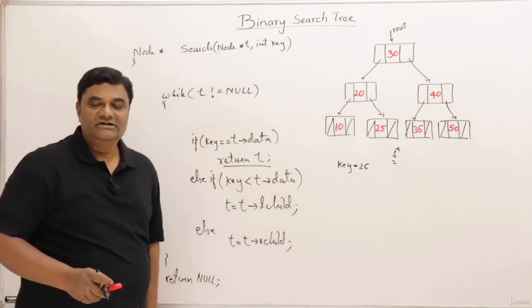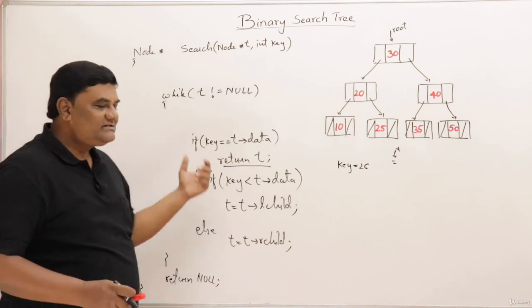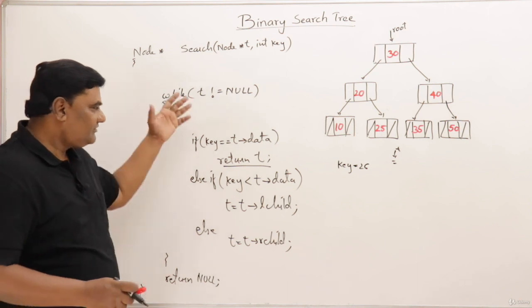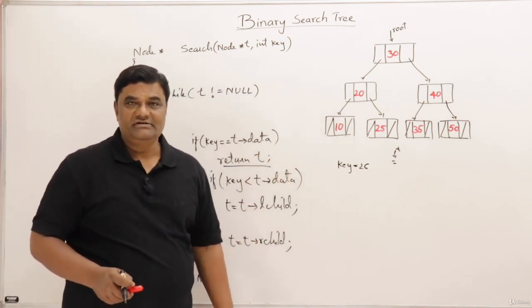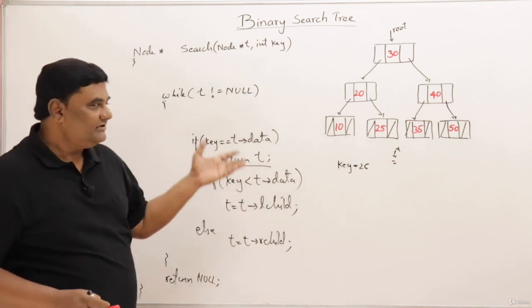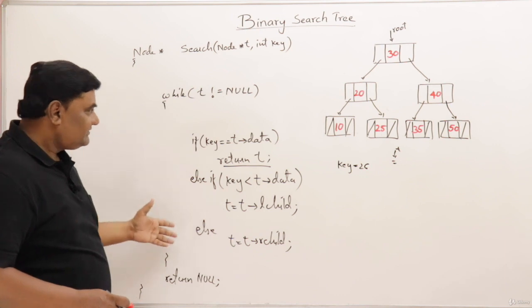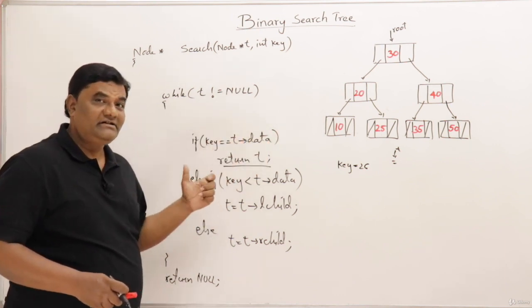So that's all with the search process. This is the iterative version of search on a binary search tree. The search time we have already analyzed, so it is log n, the height of the tree. So that's all. This is a search procedure for searching in a binary search tree, and it is iterative.